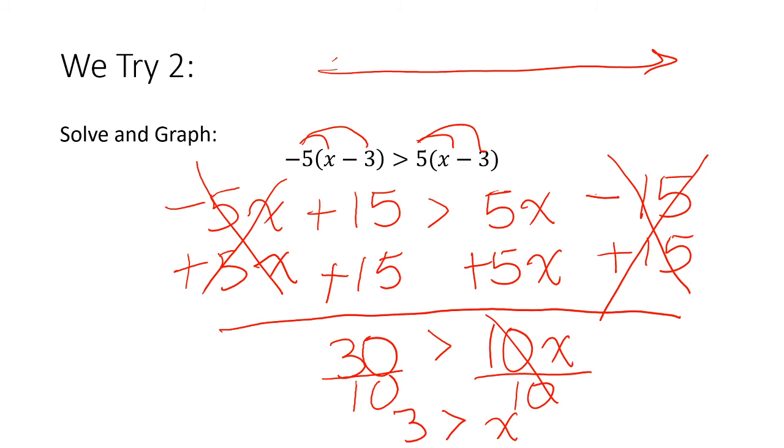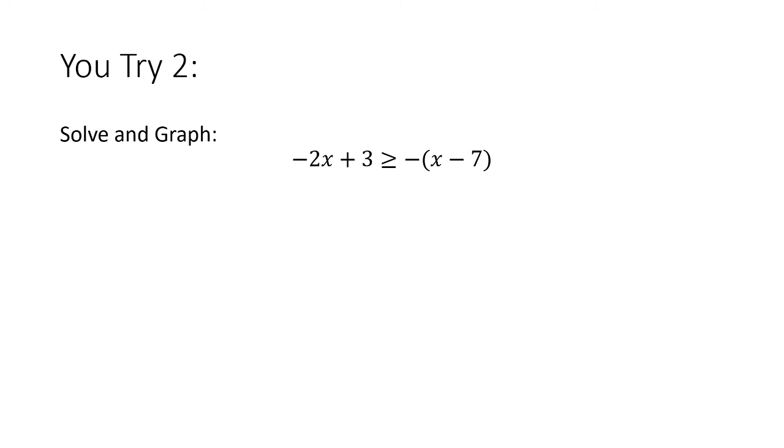So let's sketch a quick graph. Here's 3, here's 4, here's 2. I want a hollow dot at 3, and I want all of the numbers smaller than 3. I want all of the x, because 3 is greater than x. Go ahead and pause the video and try this last one on your own.